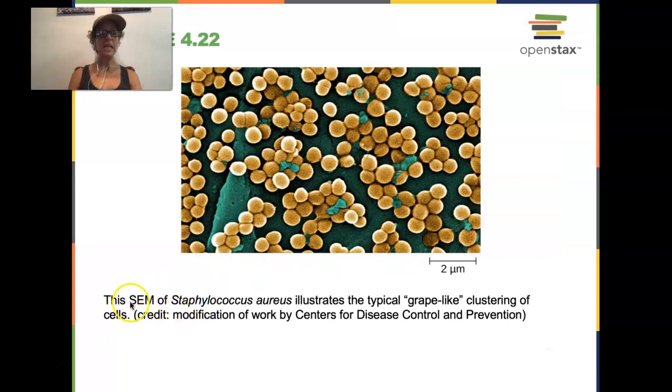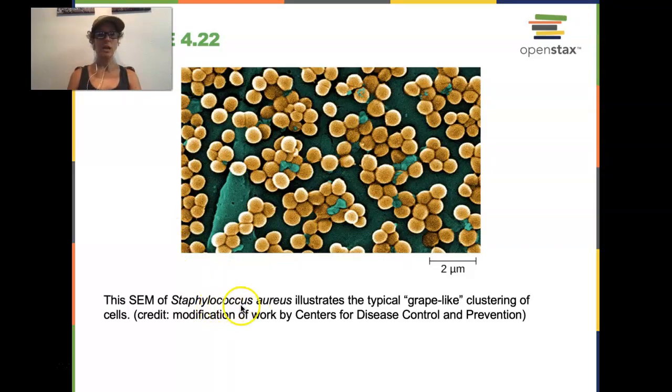This is a scanning electron micrograph of Staphylococcus aureus. You may have heard of Staphylococcus aureus. It is the causative agent of MRSA. That's methicillin-resistant Staphylococcus aureus. There's also MDRSA, which is multi-drug resistant Staphylococcus aureus.